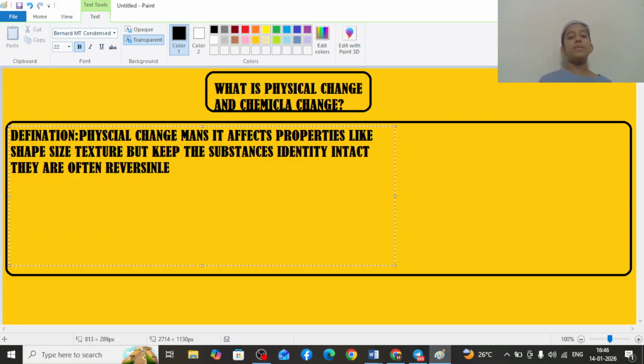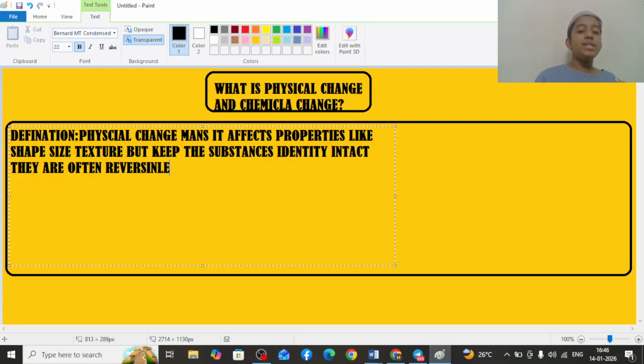Now, what have you explained with this topic? What is physical change? Firstly, physical change means it affects the properties of the matter into a different shape. It affects properties like, suppose we have a paper. Look, this is our paper. Now it is normal. When I press it into a ball, it changes shape. From the paper it becomes a ball.